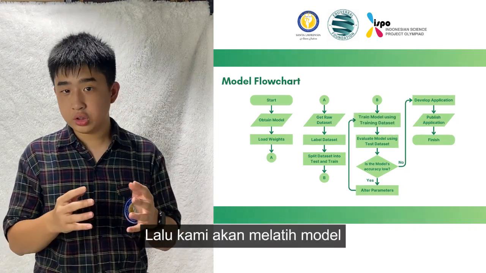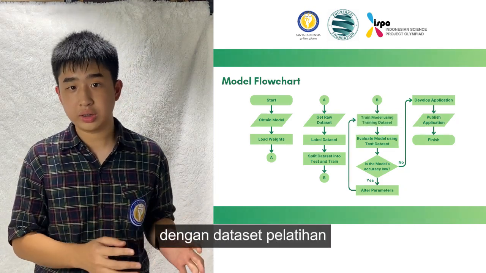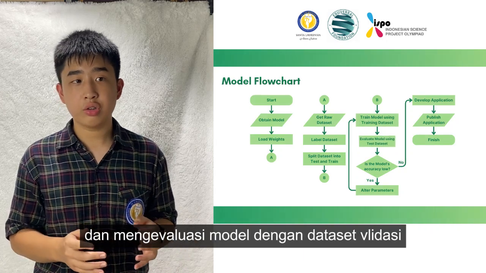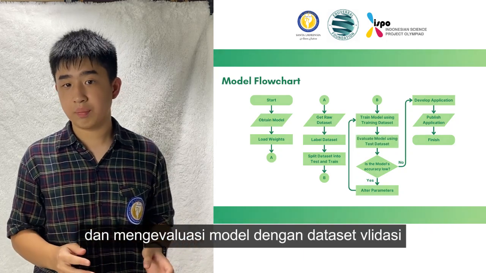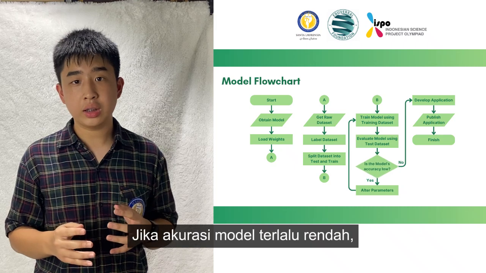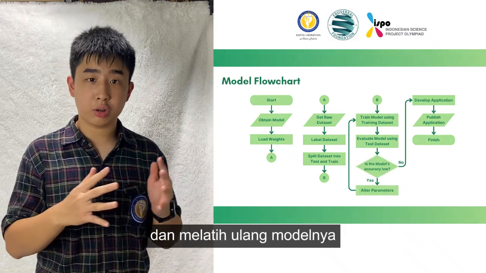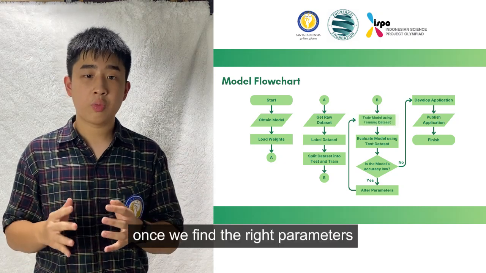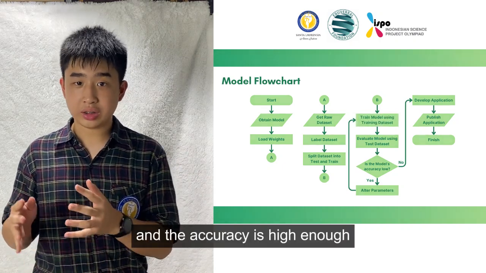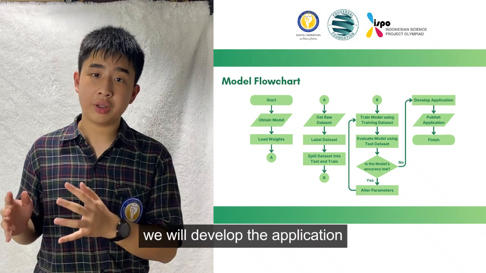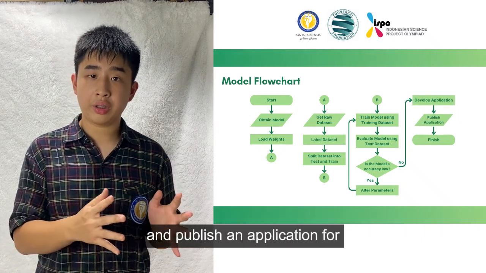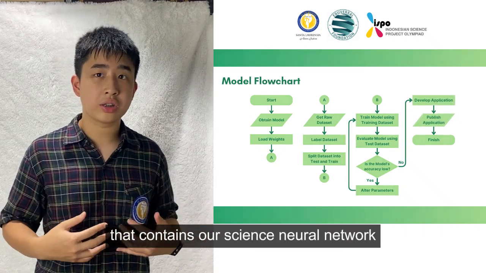So we will then train the model using the training dataset, and we will evaluate the model using the testing dataset. If the model's accuracy is too low, then we will alter the parameters and retrain the model again. Once we find the right parameters and the accuracy is high enough, we will develop and publish an application that contains our Siamese neural network.